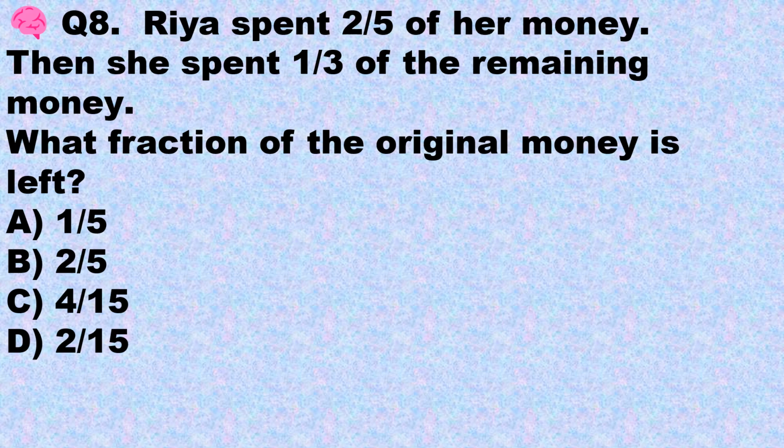Ria spent 2 by 5th of her money. Then she spent 1/3 of the remaining money. What fraction of the original money is left? Okay. So Ria is spending 2/5 of her money. So first she is having one whole money with her. Okay, consider. Then from this one whole, she is spending 2/5. So how much money will she have left? 3 by 5, right? Is left.